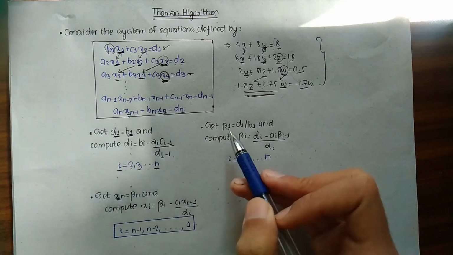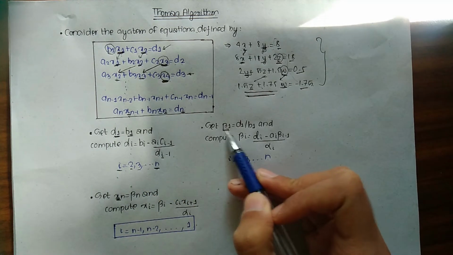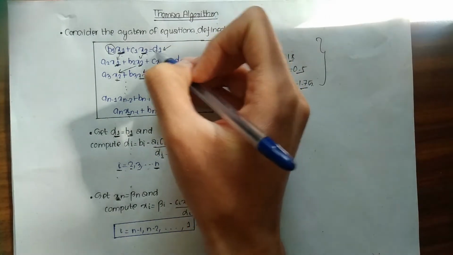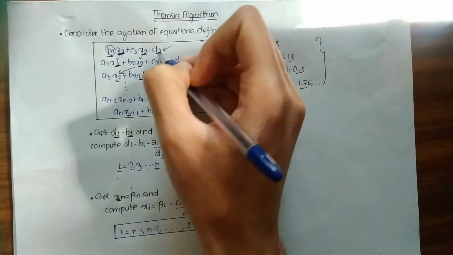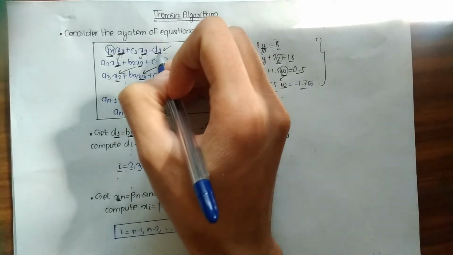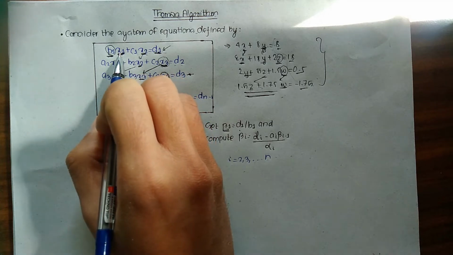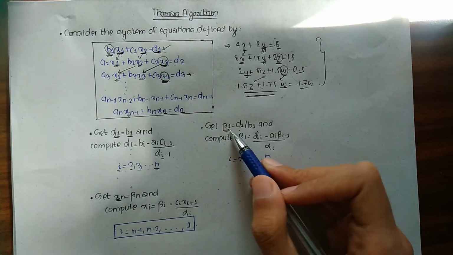So that was for alpha. Next we'll be calculating beta 1. So what is beta 1? Beta 1 is simply the ratio of d1 by b1. So we have our d1 from here and b1 from here. It is the ratio of simply the two constants. d1 is the constant at the right, while b1 is the constant of our x1, our first variable. So simply we'll calculate beta 1 this way.